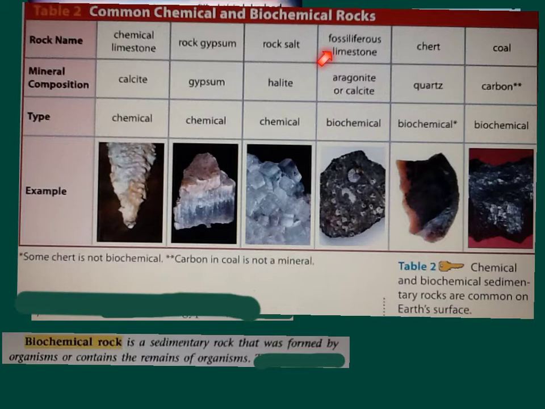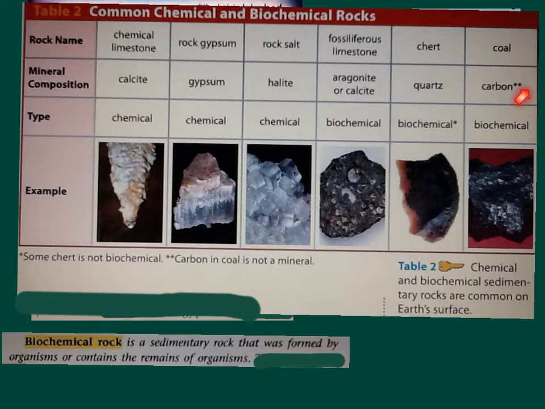Okay, so I have another question for you. Does the rock coal contain any minerals? Does the rock coal, which is here, that's the rock name, does it contain any minerals? Notice mineral composition is carbon. But then I want you to take a look at an identifying factor, which are those two little marks there. Can you find anything on this chart that helps you to get additional information about carbon in coal?